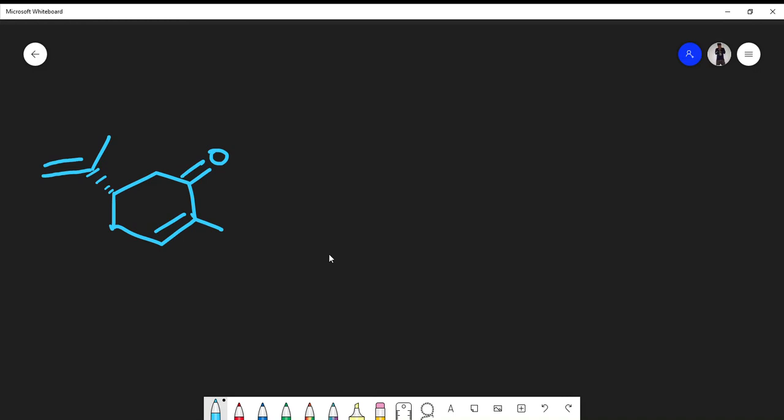So in this video, let's talk about how many stereoisomers. How do we calculate the amount of stereoisomers possible for a compound? Now, interestingly, this is actually carvone, and this is what's responsible for that nice aroma smell that you get in mint, right? So this is the active compound that's involved in mint, spearmint, to give it that aroma.